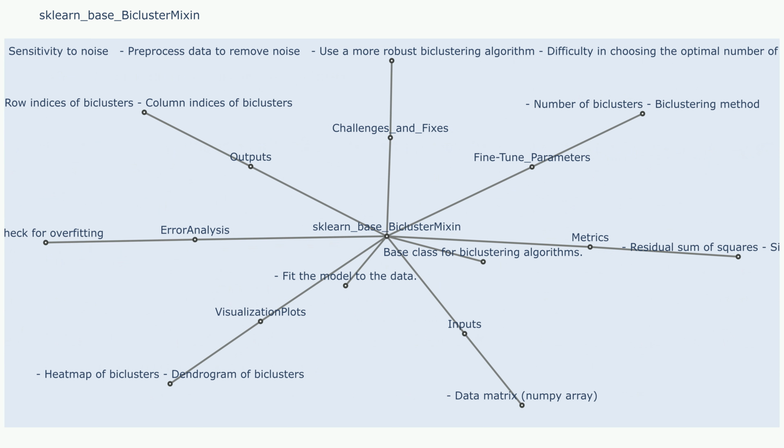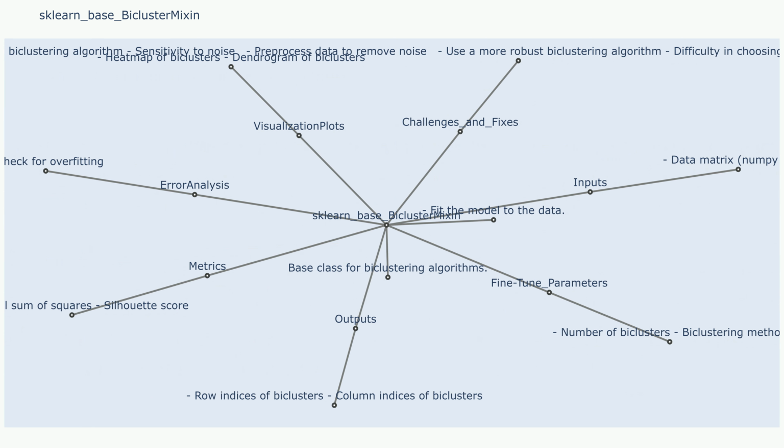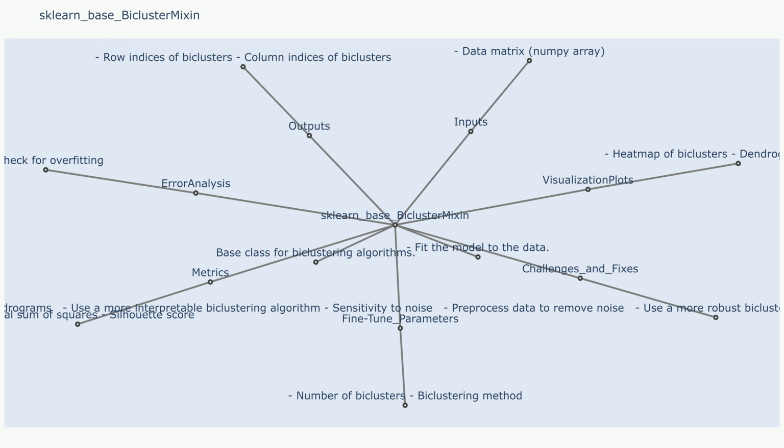Visualization plots. Heatmap. A heat map visualization of the data matrix with biclusters highlighted. It helps identify patterns and relationships among samples and features within each bicluster. Dendrogram. A dendrogram plot showing the hierarchical structure of the biclustering results. It helps visualize the relationships between different biclusters and understand the hierarchical clustering process.